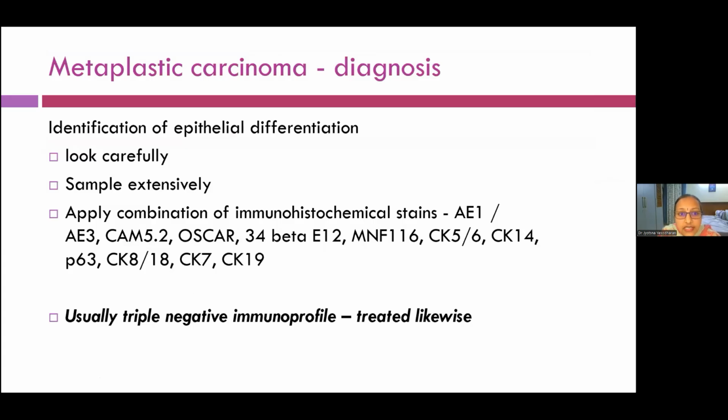So to definitively diagnose a metaplastic carcinoma, you need to identify epithelial differentiation. So you have to look very carefully. You have to sample the tumor extensively, and you'll actually need a combination of immunohistochemical markers, the epithelial markers, because if you do just one or two, they might be negative. So you actually need to apply multiple epithelial markers. And if any of them turns positive, it's probably an indicator towards a metaplastic carcinoma over other mesenchymal spindle cell lesions. Now, if you look at the molecular subclassification, their immunoprofile is usually triple negative, and they are treated like stage-matched triple negative breast cancers.